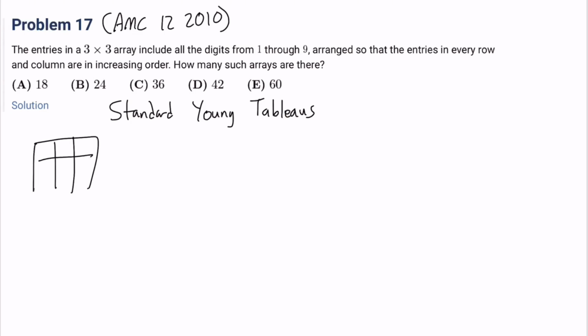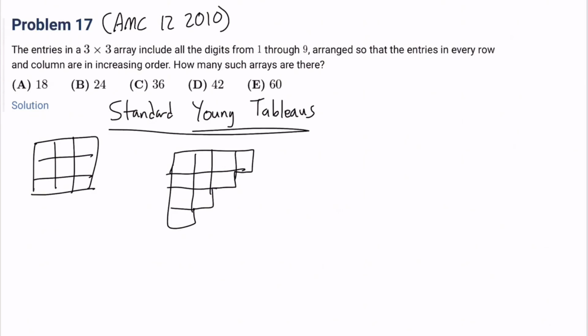Right, and what Standard Young Tableaus are, they are just like grid formations, like these ones. Those are all kinds of tableaus, so things like this. So these grids would also be considered a tableau. But a Standard Young Tableau is when the entries in every row and column are in increasing order. That is basically what a Standard Young Tableau is.